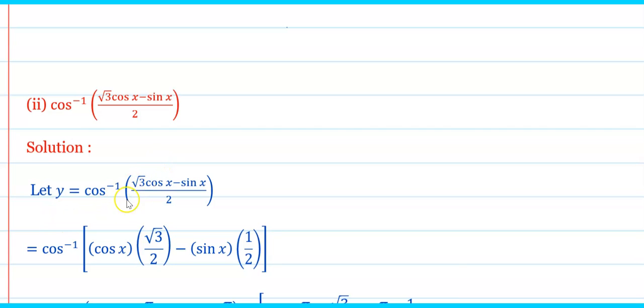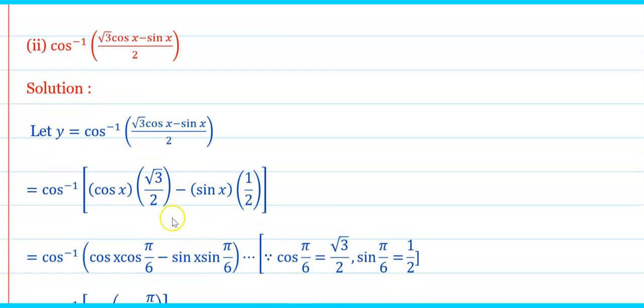y is equals to cos inverse of root 3 cos x minus sin x upon 2. Again separate this, cos x into root 3 upon 2 minus sin x into 1 upon 2. आता इथे बघा cos inverse आहे म्हणजे आत पण cosच एक्सपान्शन आलं पाहिजे. मग cosचं एक्सपान्शन कसं असतं? cos of a plus or minus b जरी असेल तर cos a cos b minus or plus sin a sin b, म्हणजे हे cos आला पाहिजे.